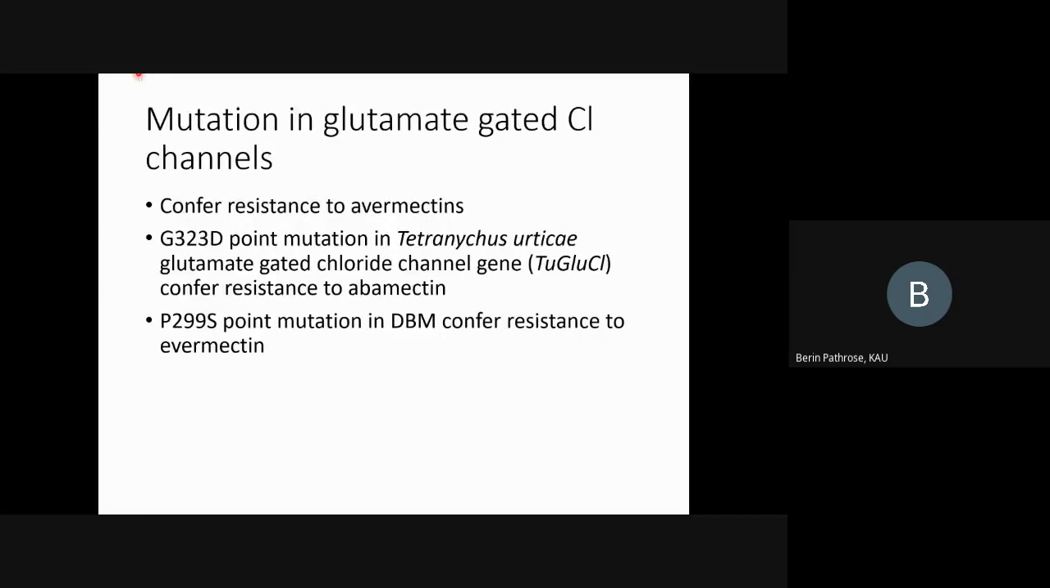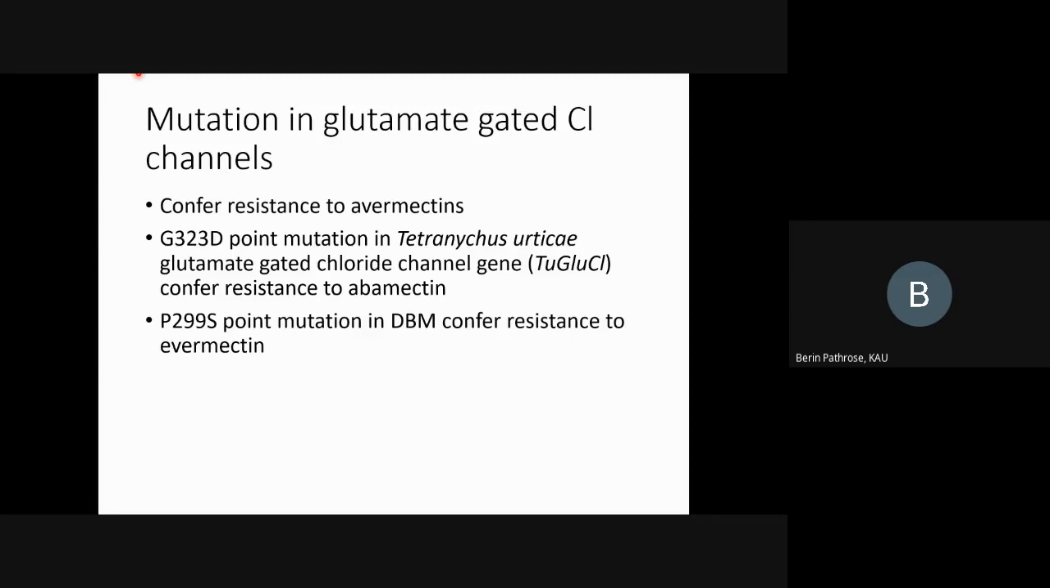Coming to the next one, that is mutations on glutamate. Again, we are discussing mutations in ligand gated chloride channels. The next is glutamate gated chloride channels. These mutations confer resistance to avermectins. And abamectin is specifically an acaricide, and it also has insecticidal property. Scientists have discovered that at the 320th position of this glutamate chloride channel gene, in susceptible individuals it was glycine, and in the resistant insect it is aspartic acid. D is aspartic acid.